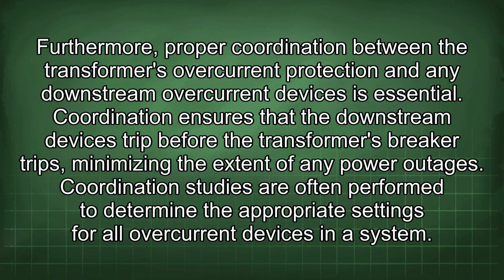Furthermore, proper coordination between the transformer's overcurrent protection and any downstream overcurrent devices is essential. Coordination ensures that the downstream devices trip before the transformer's breaker trips, minimizing the extent of any power outages. Coordination studies are often performed to determine the appropriate settings for all overcurrent devices in the system.